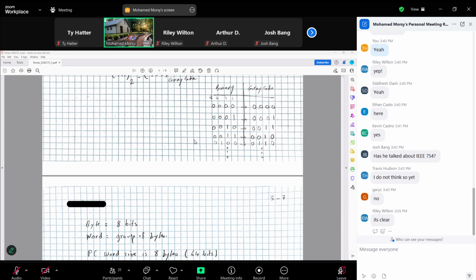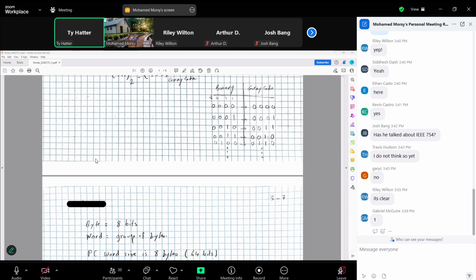Now, look at the gray code. The first number here and then the next one. How many changes? 1. How many changes here? Also 1. How many changes here? 1. And how many changes here? 2? No, sorry, just 1, this one. And so on. For each next gray code, we have only one change. Okay.